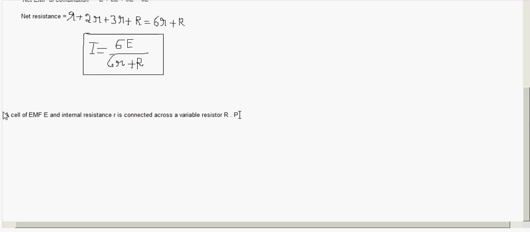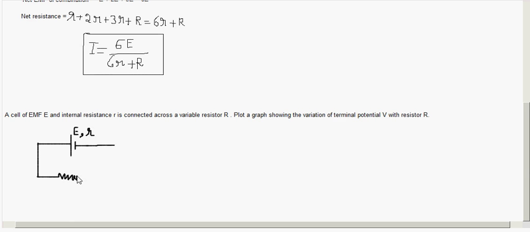Plot a graph showing the variation of terminal potential V with resistor capital R. So a cell of EMF E and internal resistance R is connected across a variable resistor R. Plot a graph showing the variation of terminal voltage V with resistor capital R.